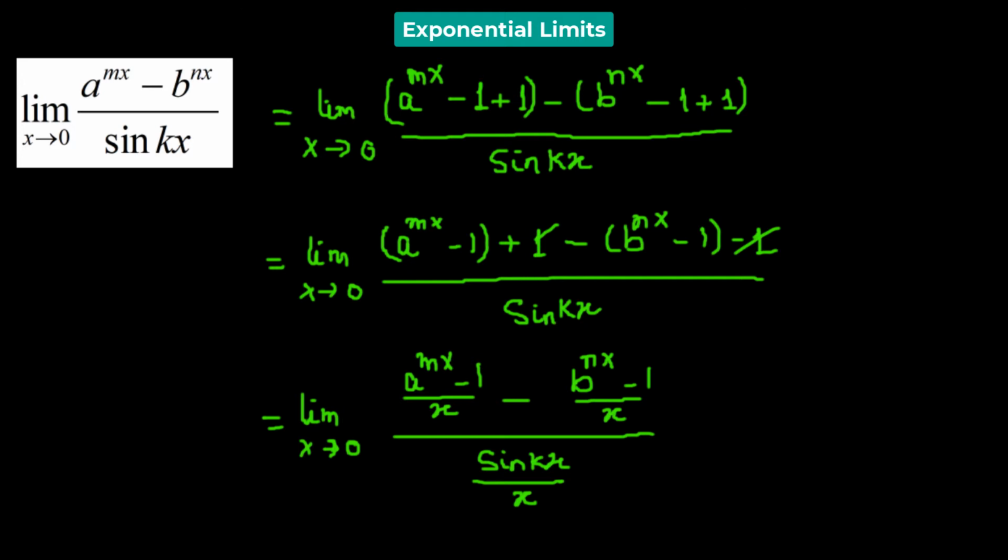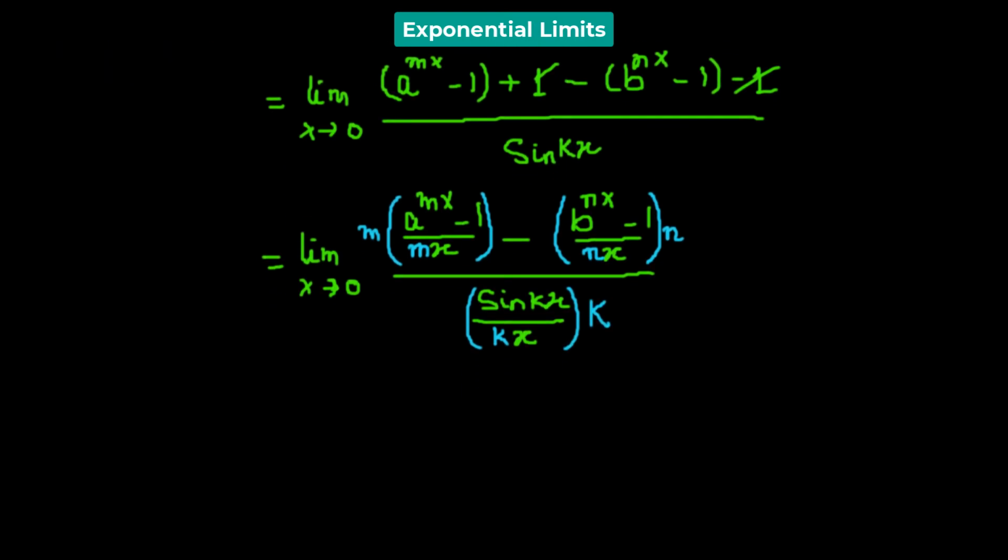Now in order to be able to apply the definition of limit, for the first term in the numerator, we will multiply x by m. So that would mean we'll also need to multiply the term by m. Similarly, for the second term in the numerator, we multiply the denominator x by n and multiply the entire term by n. And for the denominator, sine kx over x, we're going to multiply x by k and then multiply it by k. Now we will apply the limits.